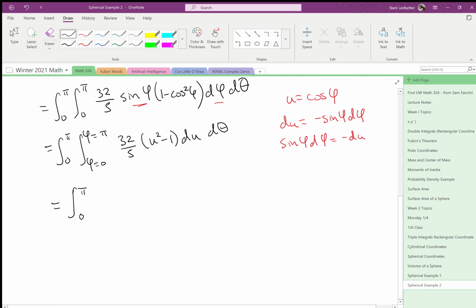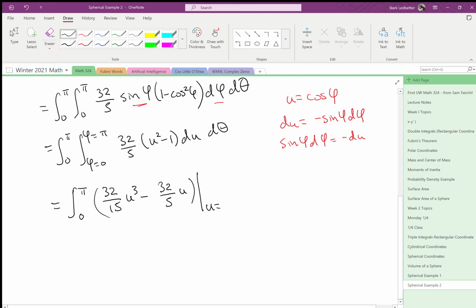Okay, now we can integrate. So 32 over 15, I guess, u cubed, minus 32 over 5 u, as phi goes from 0 to pi. Maybe in this case, instead of writing another line, I'll just convert the bounds. This is another option. Maybe some of you always do it this way.